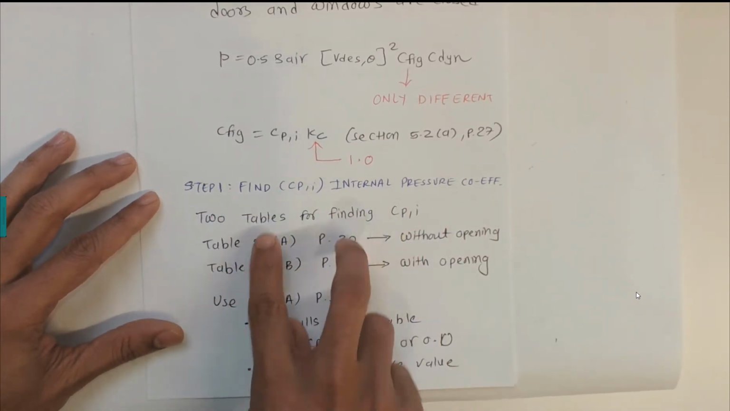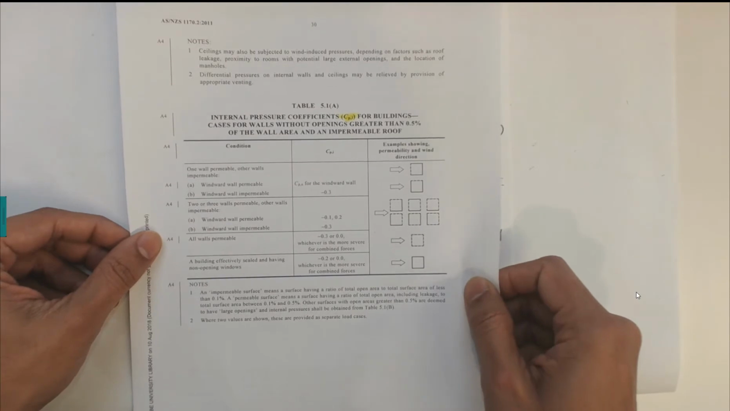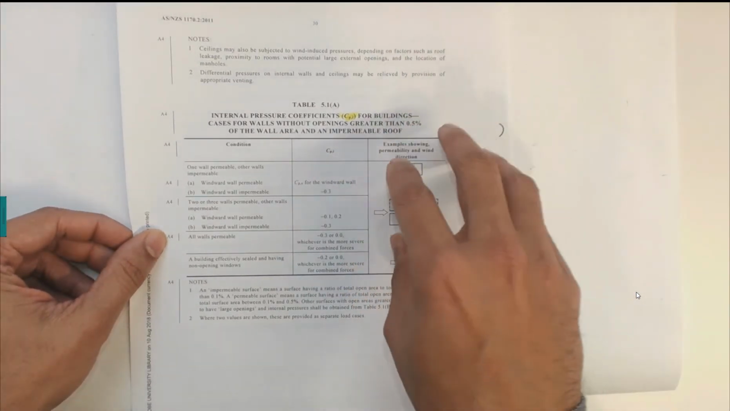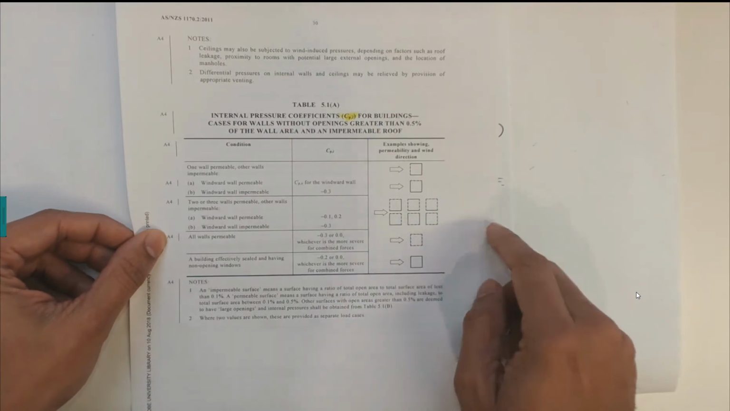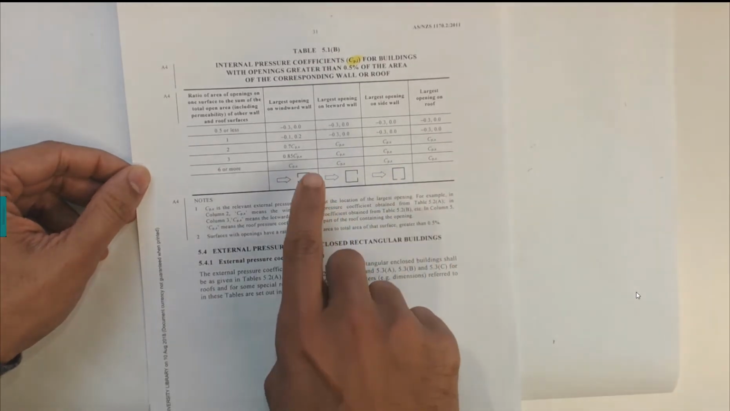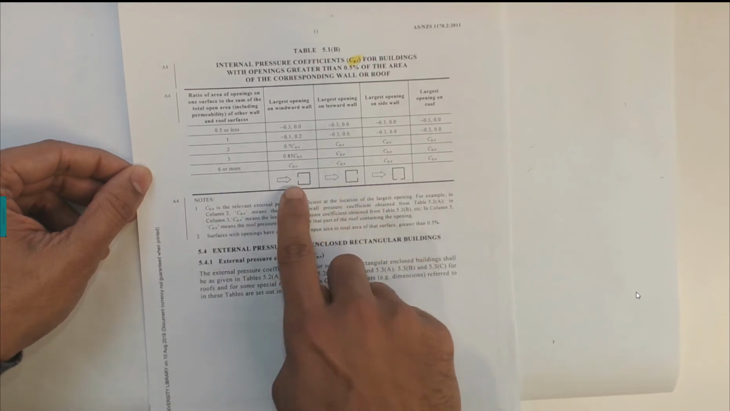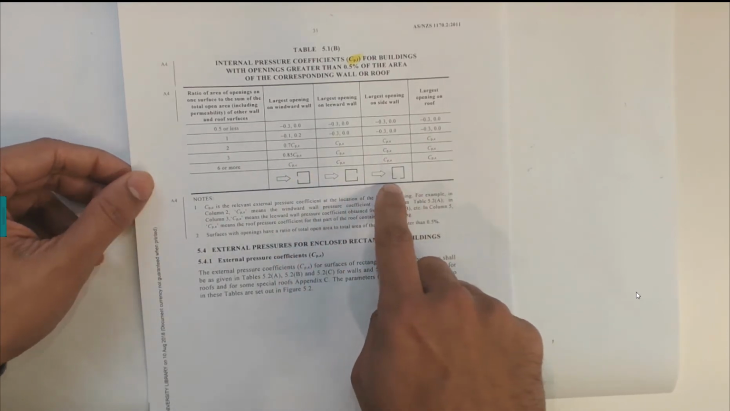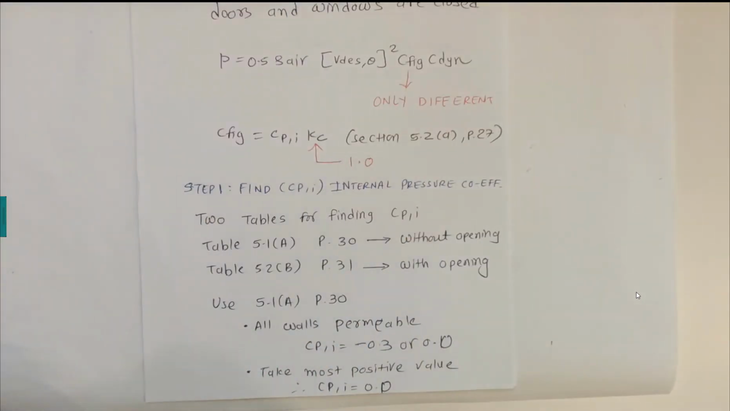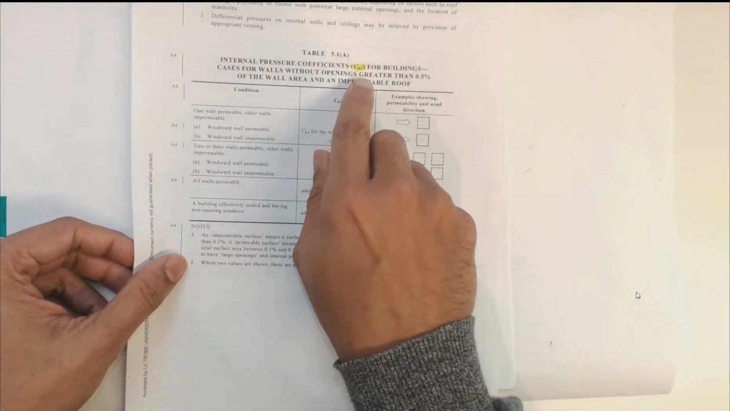We have two tables given to calculate C_p,i, on page number 30 and page number 31. Table 5.1A on page number 30 is for buildings that are completely enclosed, with no opening but some permeability allowed. Table 5.1B covers various openings, such as a leeward door, or openings on the windward wall, leeward wall, and side wall. But here we assume that all the doors and windows are closed, so we are going to use table 5.1A to calculate C_p,i.